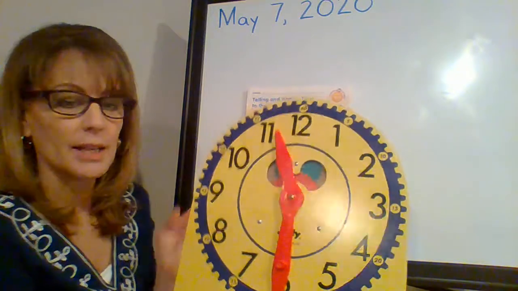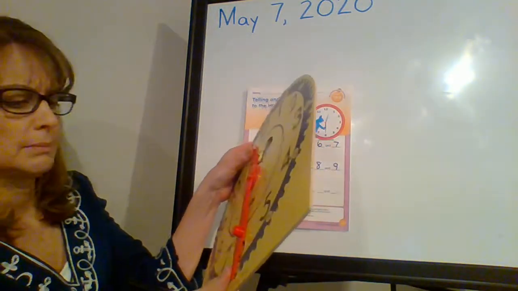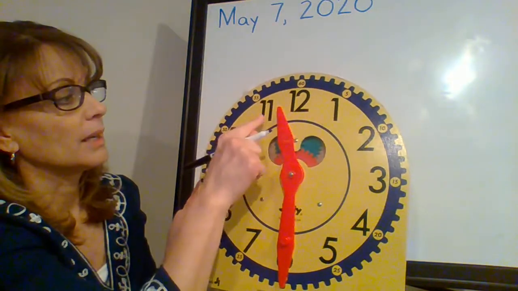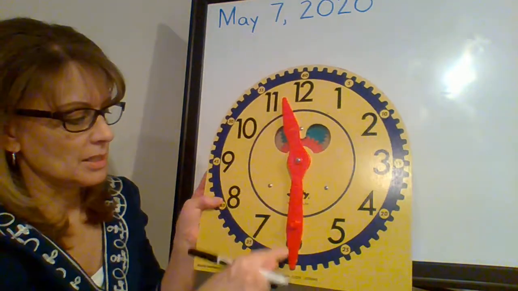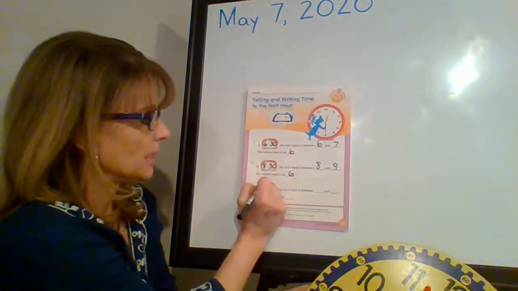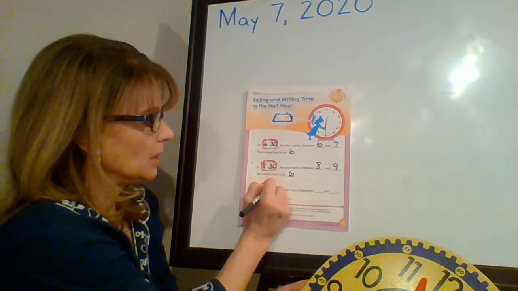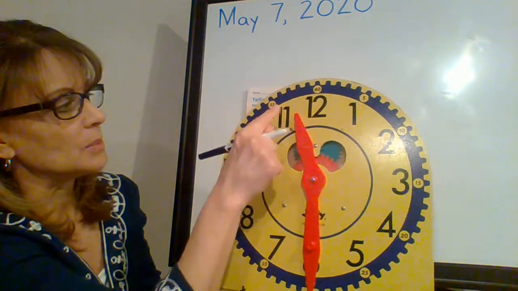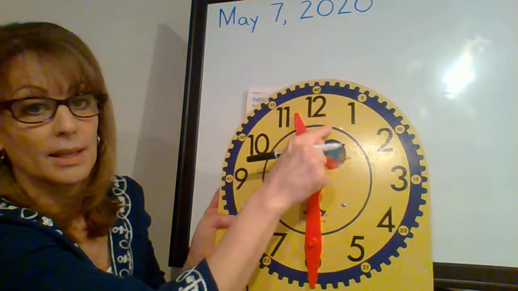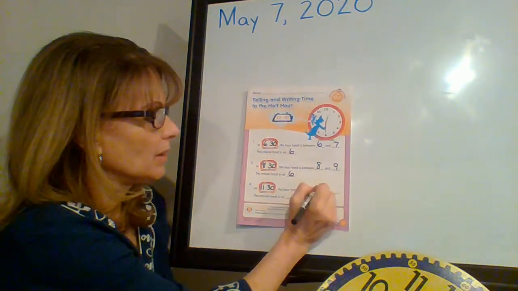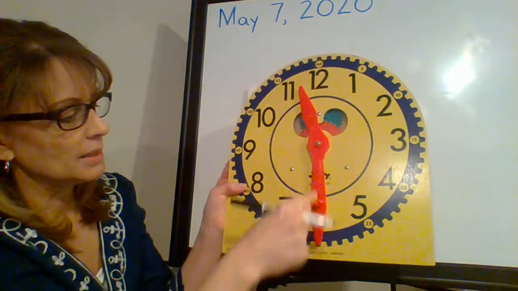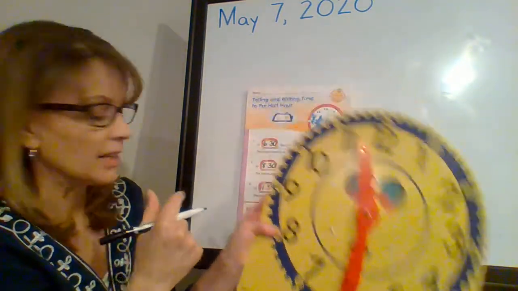What time does that clock say? It says 11:30. So let's make this say 11:30. The hour hand is between 11 and 12, and the minute hand is on the 6.